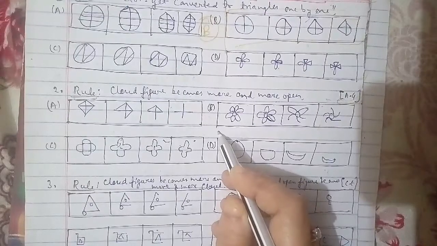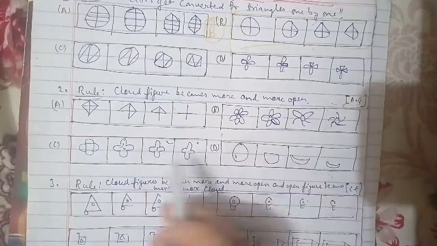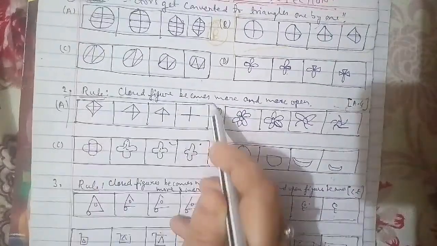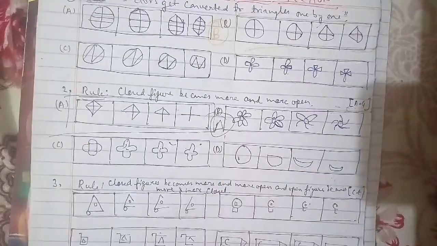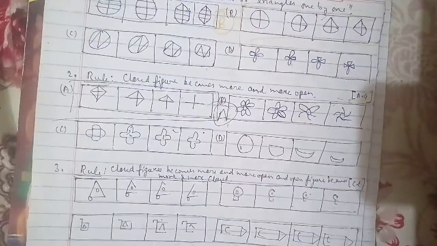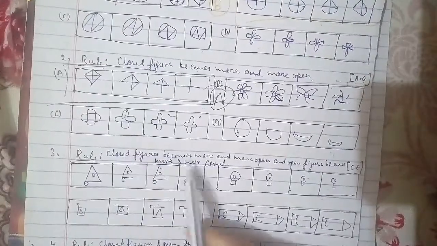We'll go ahead with the next one, which is the third rule here. The rule given is that a closed figure becomes more and more open and an open figure becomes more and more closed. This was asked in the central excise examination paper. That is also an important one, and we have to find out the answer.